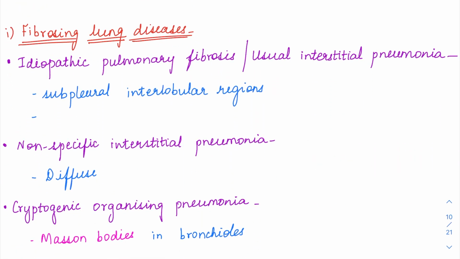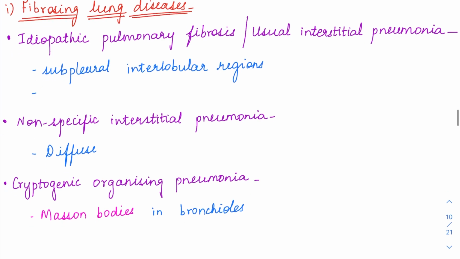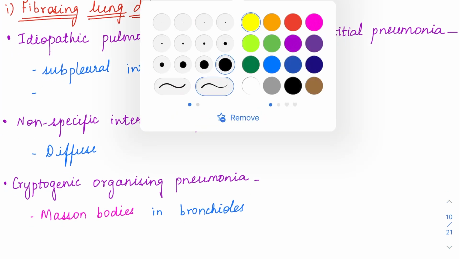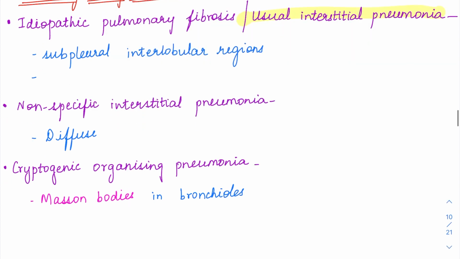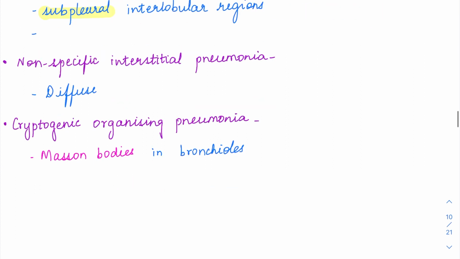Starting with fibrosing lung diseases, we have three types of fibrosing lung diseases basically. The first one will be usual interstitial pneumonia, which is also called idiopathic pulmonary fibrosis. Here, the distribution is going to be patchy. The fibrosis is going to be patchy and the usual location is going to be subpleural. While the non-specific interstitial pneumonia is going to be a diffuse kind of process.